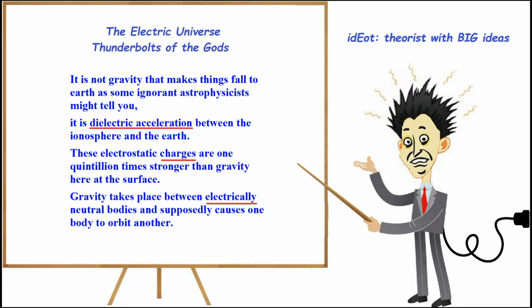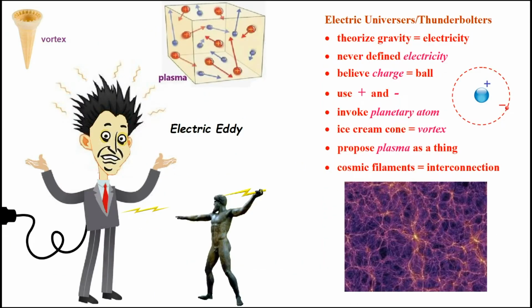Continuing, it says gravity takes place between electrically neutral bodies and supposedly causes one body to orbit another. Very amusing stuff, okay? So they do believe that gravity is electricity, and it doesn't stop there. The problem is that they never defined electricity. Not one person in the electric universe understands what electricity is. They never defined the term.